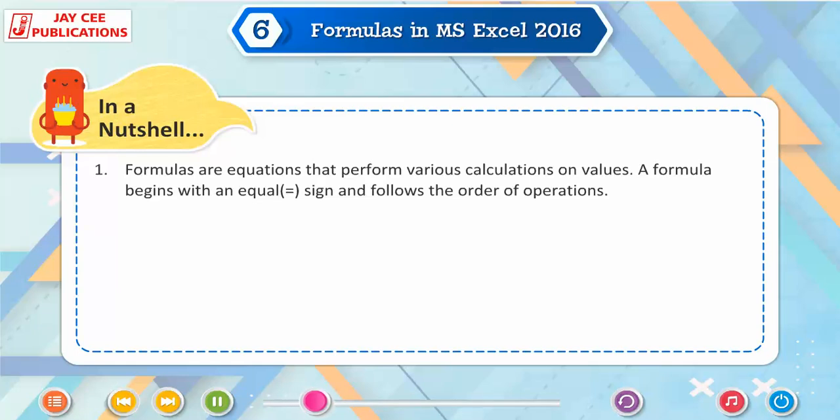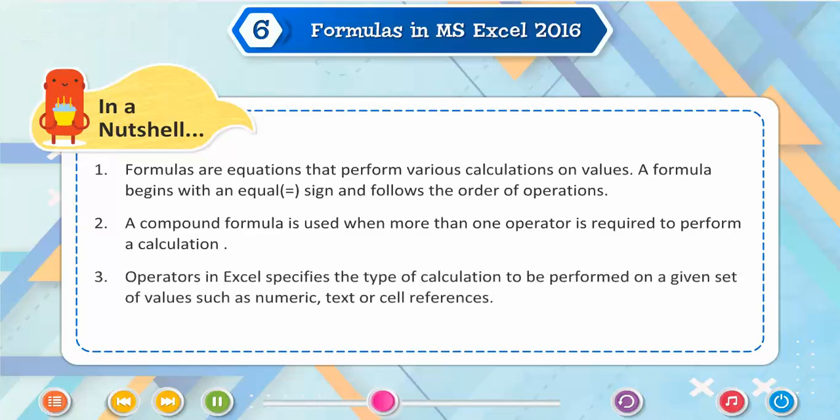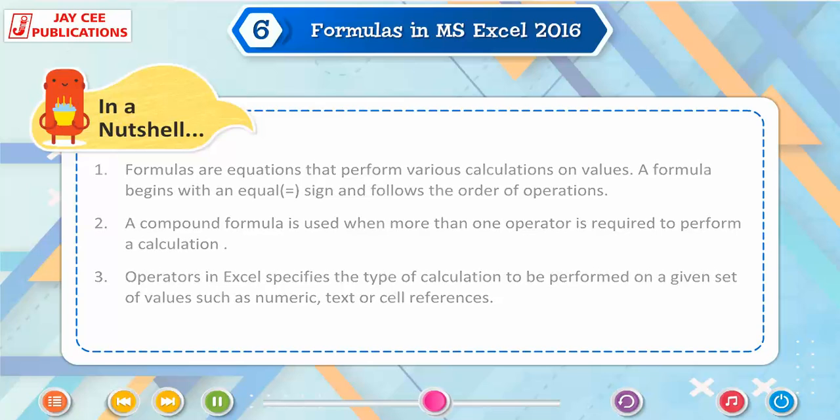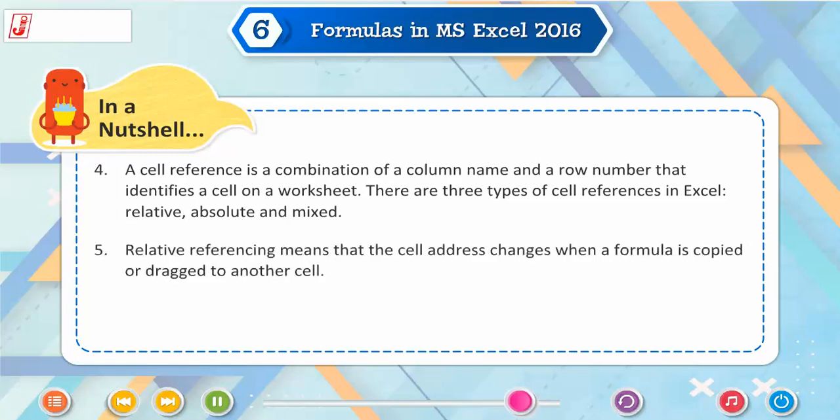In a nutshell, formulas are equations that perform various calculations on values. A formula begins with an equal sign and follows the order of operations. A compound formula is used when more than one operator is required to perform a calculation. Operators in Excel specify the type of calculation to be performed on a given set of values such as numeric, text, or cell references. A cell reference is a combination of a column name and a row number that identifies a cell on a worksheet. There are three types of cell references in Excel: relative, absolute, and mixed. Relative referencing means that the cell address changes when a formula is copied or dragged to another cell.